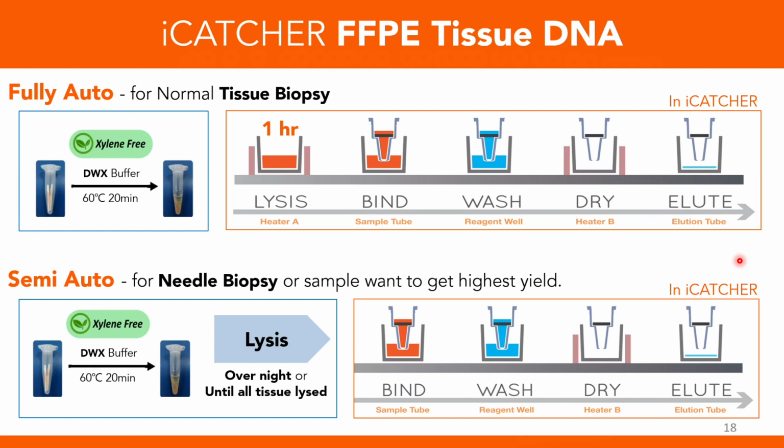And in the iCatcher system, we have fully automated and semi-automated protocols for FFPE tissue DNA. For fully automated, which is for normal tissue biopsy, just do dewaxing outside. After dewaxing, they put the sample into the system, and all steps from lysis, binding, wash, dry, and elute are fully automated in the system. Only for some needle biopsies or very tricky samples, if you want to get the highest yield, you can do lysis outside until the tissue is all lysed. Then put it into iCatcher for fully automated purification.